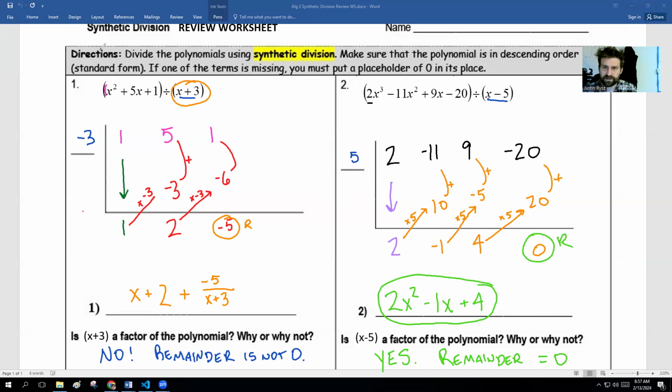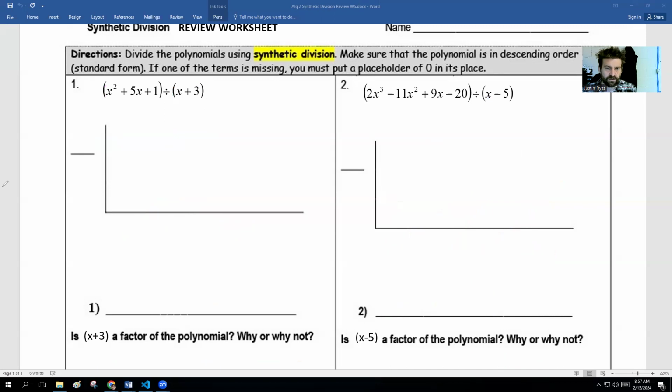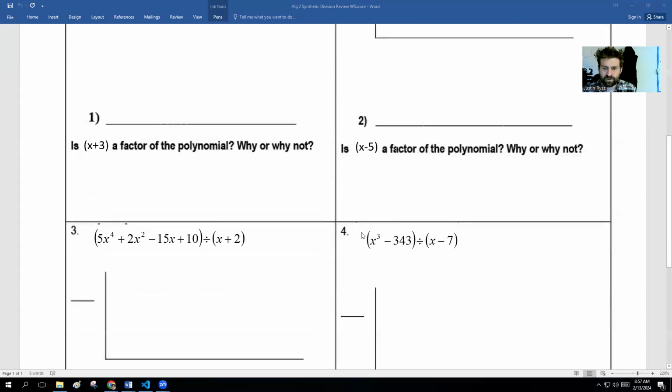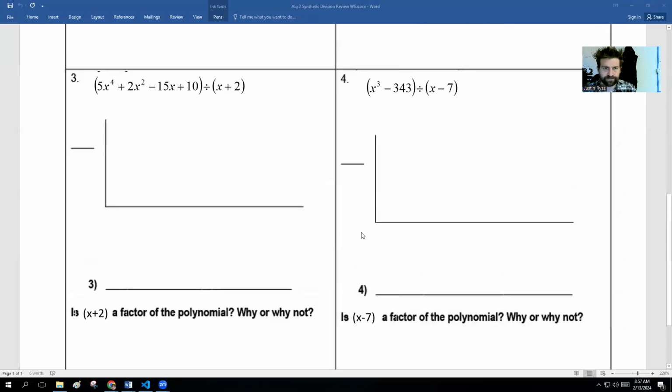Once again, feel free to pause this at any time if you need to. And let's keep this going. Two more problems, and that's all we're going to be working on. Next one. So common mistakes that people make here.